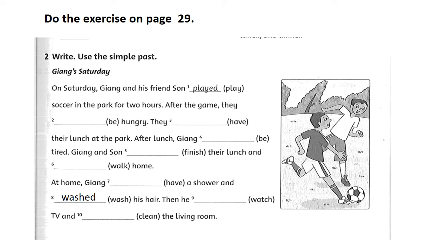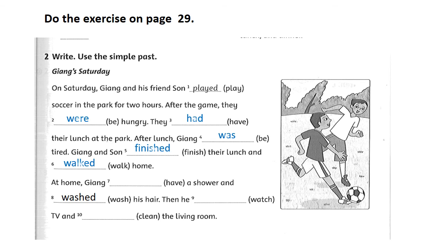Now let's do exercise 2. Write. Use the simple past. First, you read the story in 1 minute and write the verb in the simple past. The first sentence is an example. On Saturday, Zhang and his friend Sheng played soccer in the park for 2 hours. Okay, now let's do the exercise in 1 minute. Now let's check together.